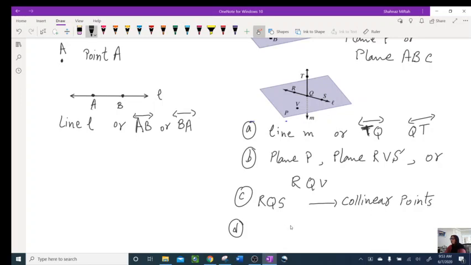Now, name 4 points that are coplanar. Coplanar means on the same plane. So 4 points: R, Q, S, and V. You see the points R, Q, S, and V. T is not on the plane because it's outside the plane, so it's not coplanar. What else can we do? Line segment. What is a line segment? Let's try line segment.